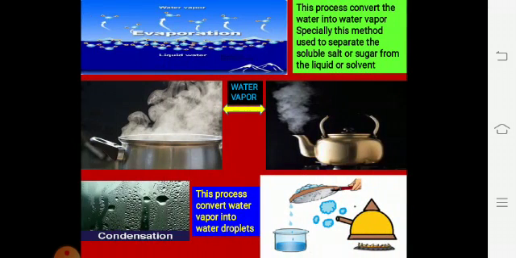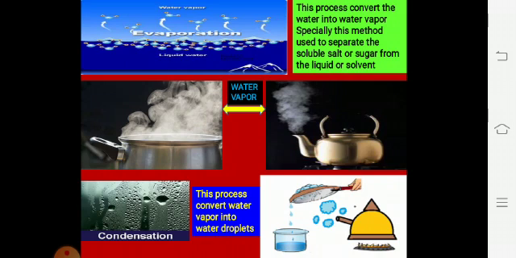First we are going to discuss evaporation. What is evaporation actually? Evaporation is a process which converts water into water vapor. Especially, this method is used to separate soluble salt or sugar from the liquid or solvent.